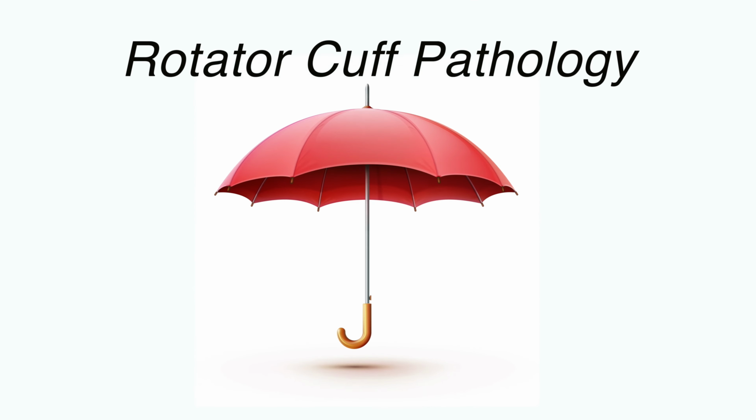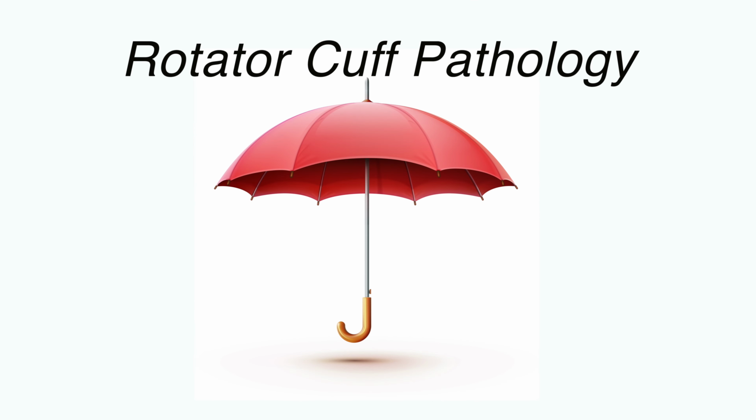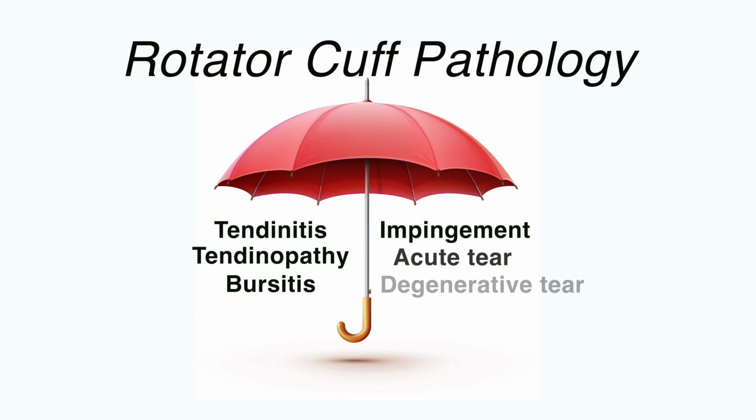The goal of the beginning of the video was to help give an inside look and a visual of what's happening in the shoulder so that we can better understand the biomechanics and what's happening when we tear the rotator cuff. Rotator cuff pathology is an umbrella term for multiple different things and can refer to tendinitis, tendinopathy, bursitis and impingement, or a degenerative tear.